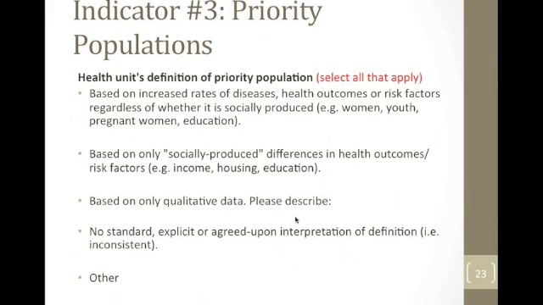So one of the issues with this is that it doesn't necessarily distinguish between those that are differences in health outcomes that are socially produced, whether it's income, housing, or education, or those just have an increased rate of diseases or health outcomes regardless. So it could be actually genetics, it could be gender, because the OPHS doesn't necessarily distinguish between target populations or populations of interest and priority populations. So this is more to specify how a health unit interprets the broader definition. Next slide.